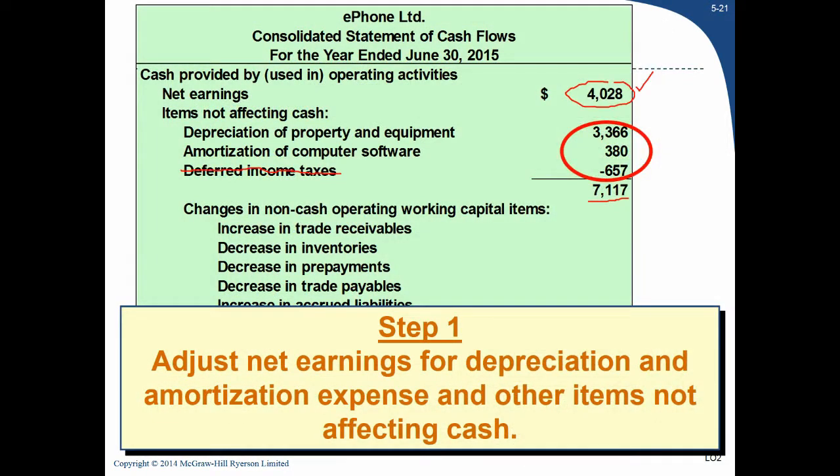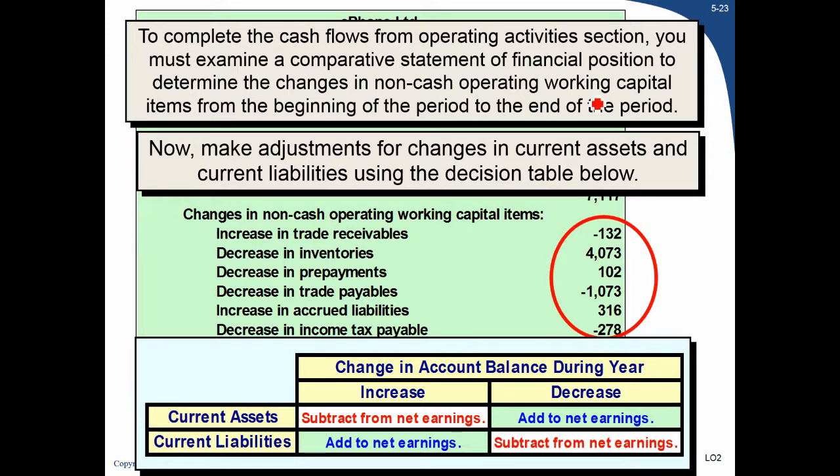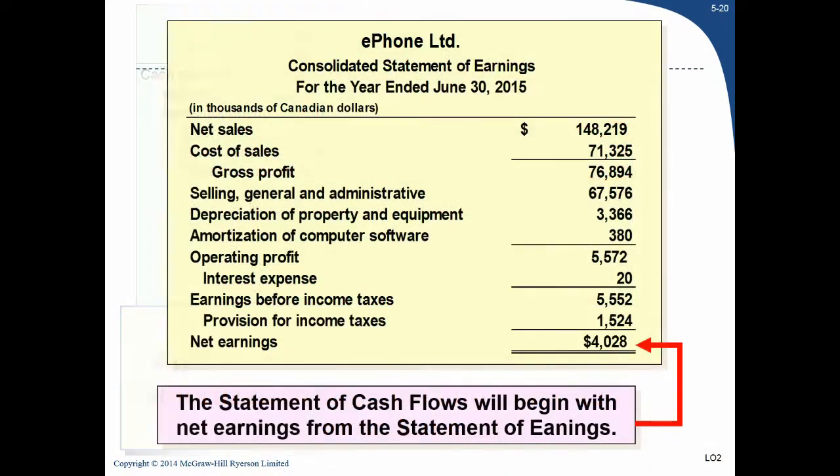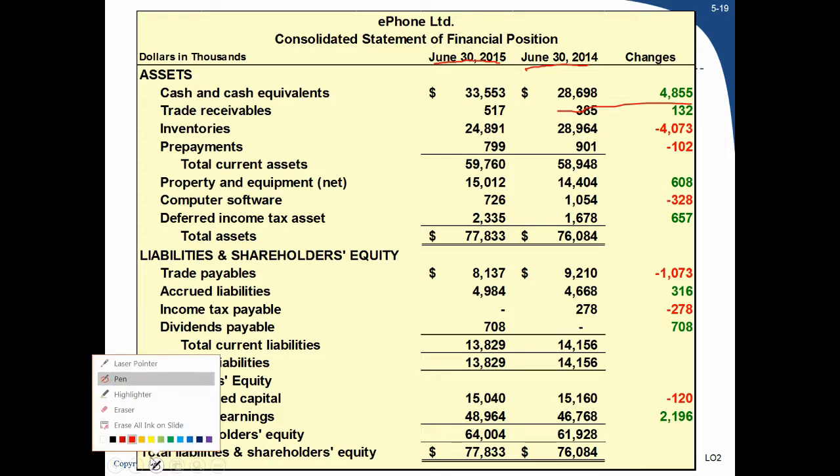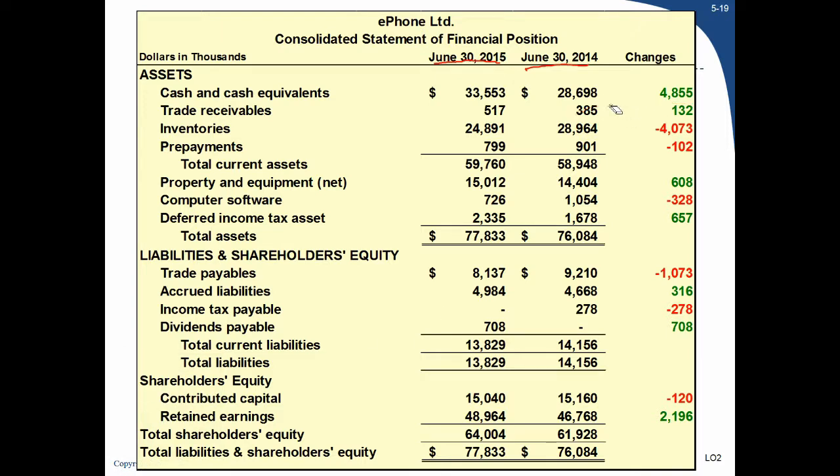So the first adjustment is looking at the increase in trade receivables. So let's go back to the balance sheet, and we see that trade receivables increased by 132, right?